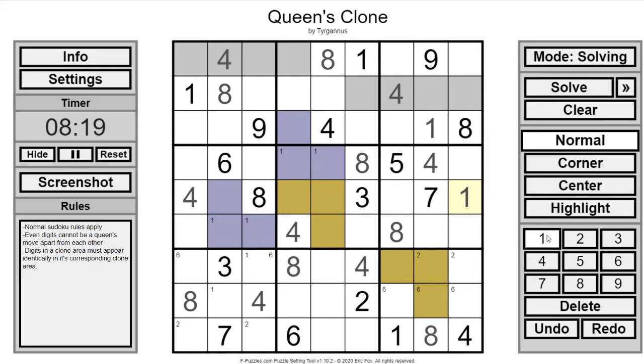Okay, what about 3s? How many 3s do we have? Got 3s ruled out of all the blue squares. I think that's it for 3s.